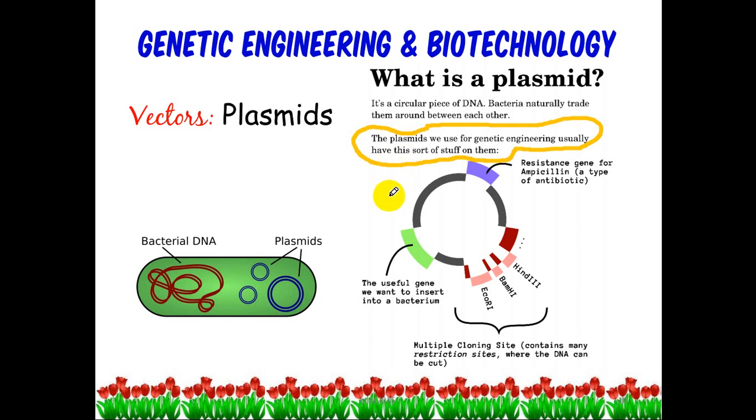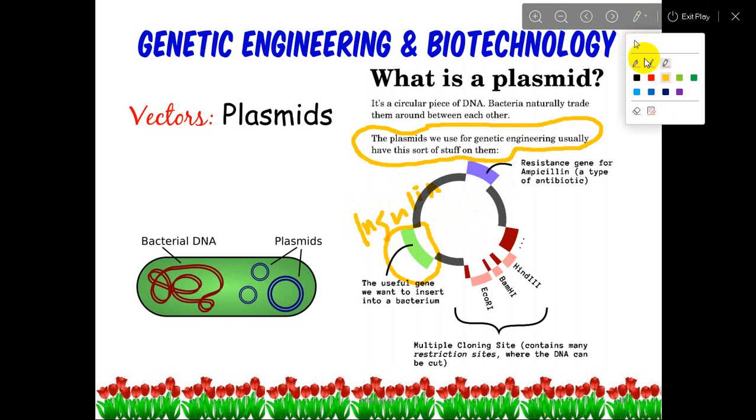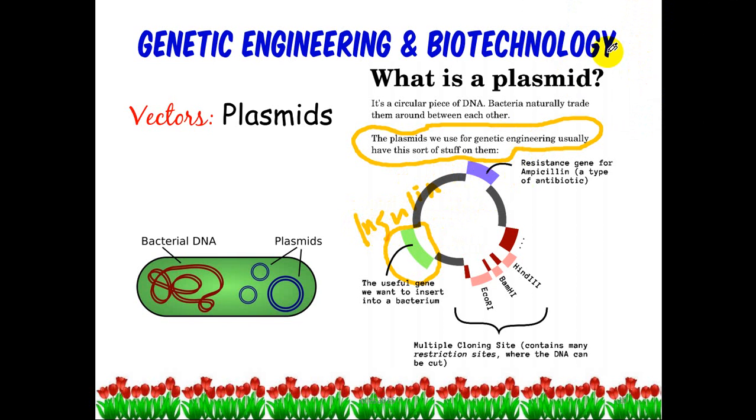So basically we are discussing plasmids, okay? As we have studied previously as well, the useful gene you want to insert into bacteria, this is the useful gene. For example, consider it the insulin gene, and if you want to add this gene to your desired fragment of the DNA, so this is the gene.